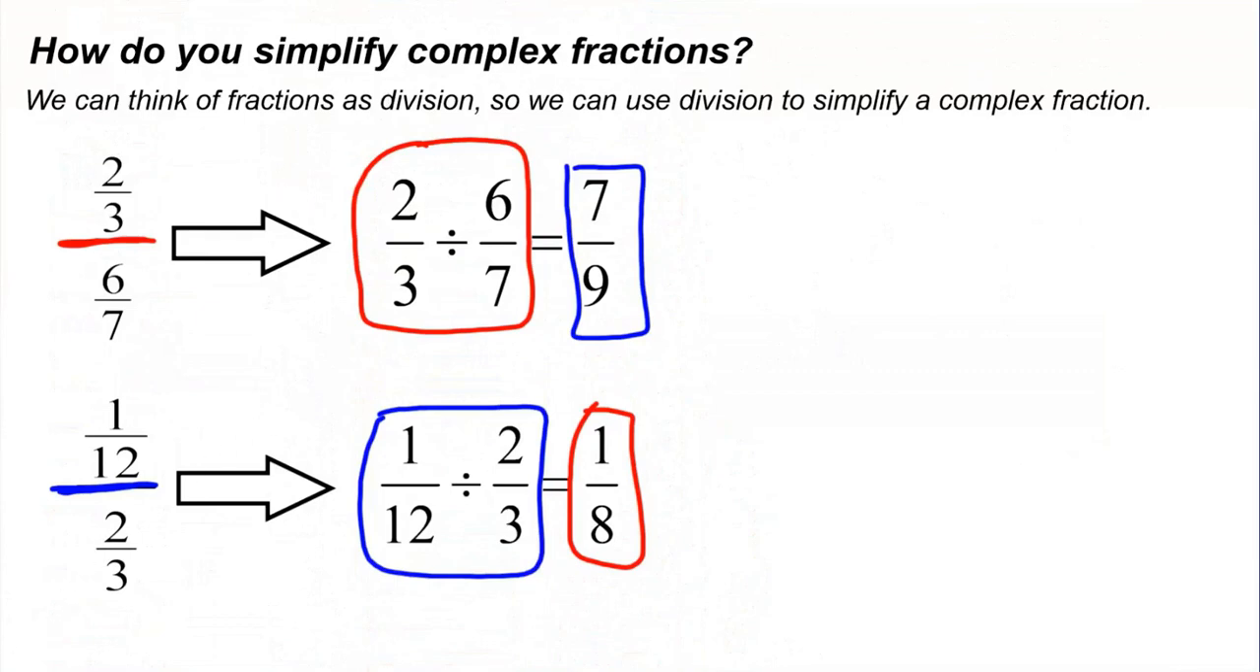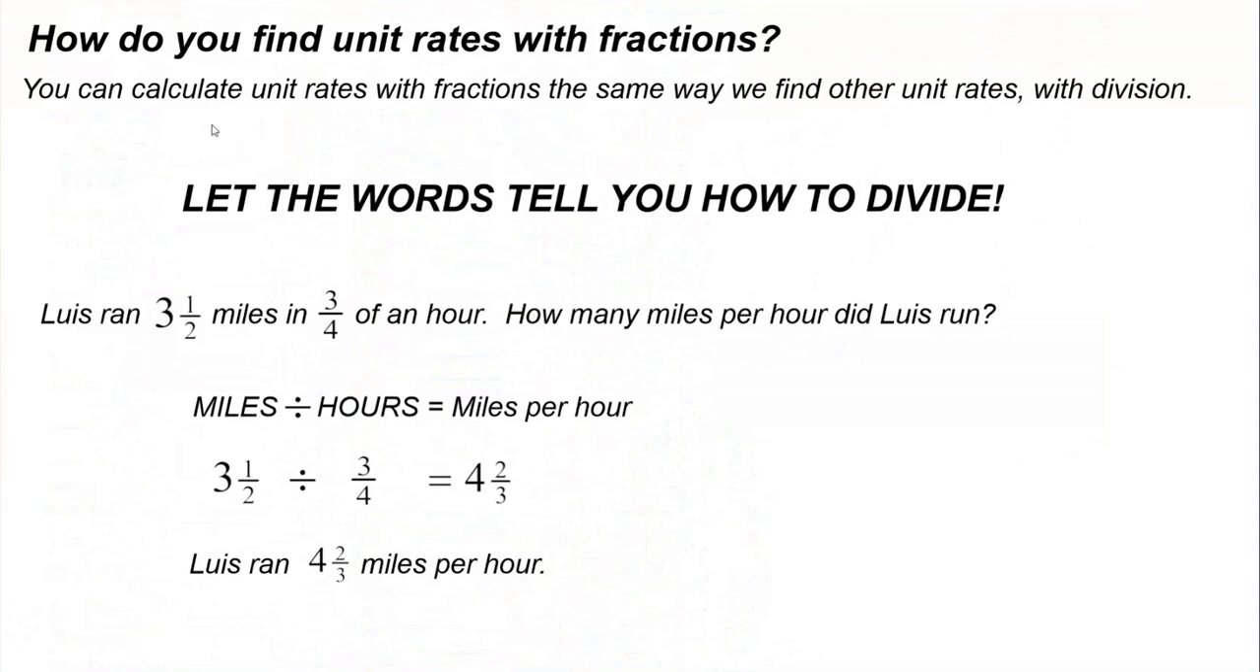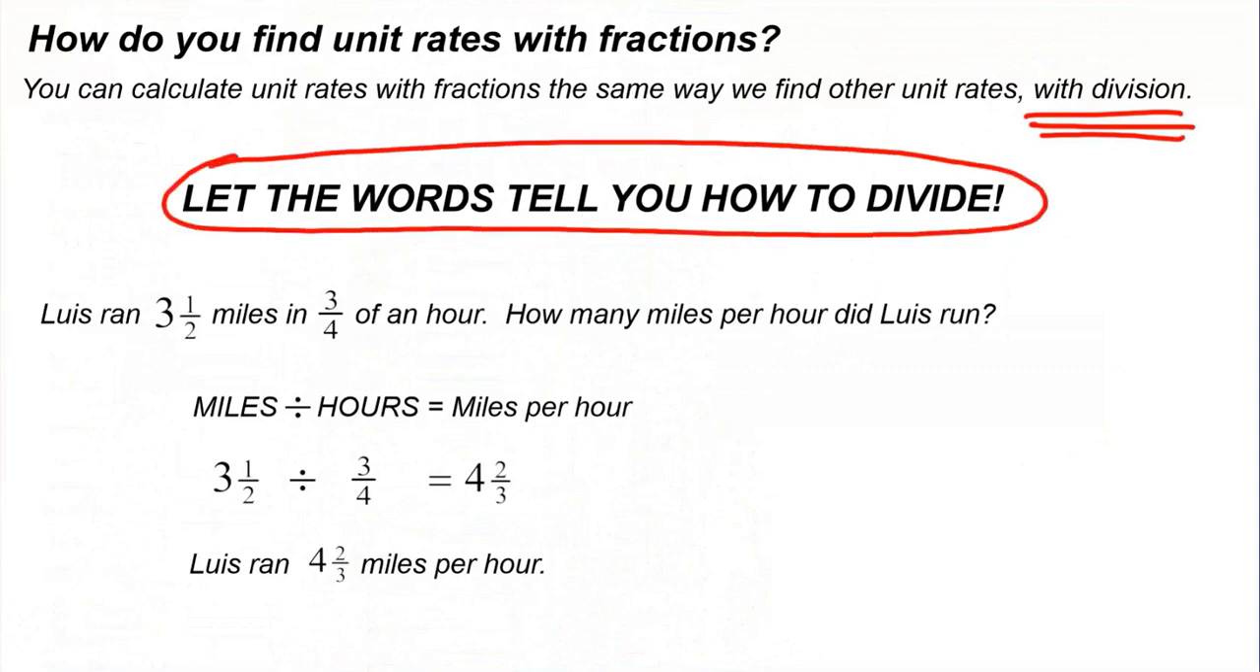So what happens when we have fractions and mixed numbers when we're trying to find unit rates? Well, again, you can calculate unit rates with fractions the same way we find other unit rates, and that is with division. We're going to divide the numbers to find a unit rate, and again, we're going to let the words tell you how to divide. Let the values of the units tell you which direction you should divide the numbers. So here's an example. Luis ran 3.5 miles in 3/4 of an hour. How many miles per hour did Luis run?